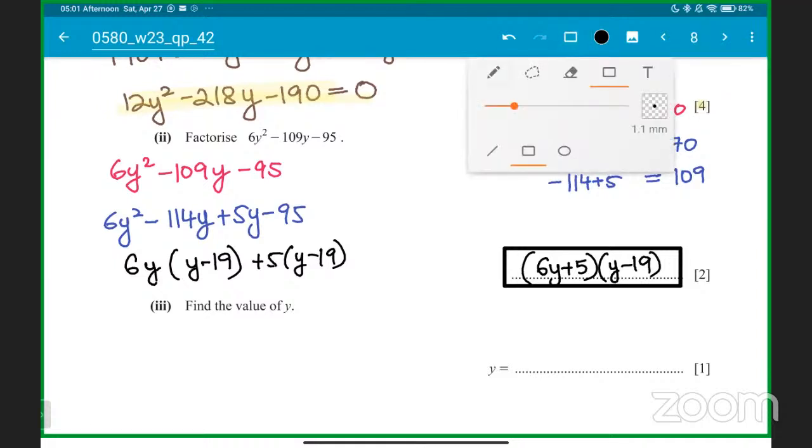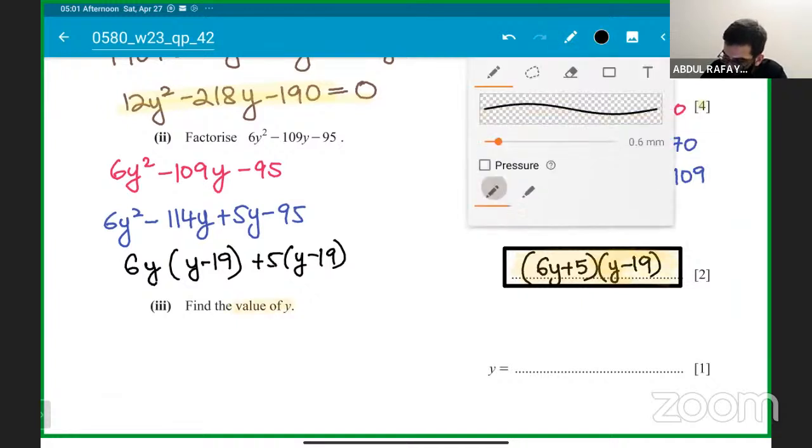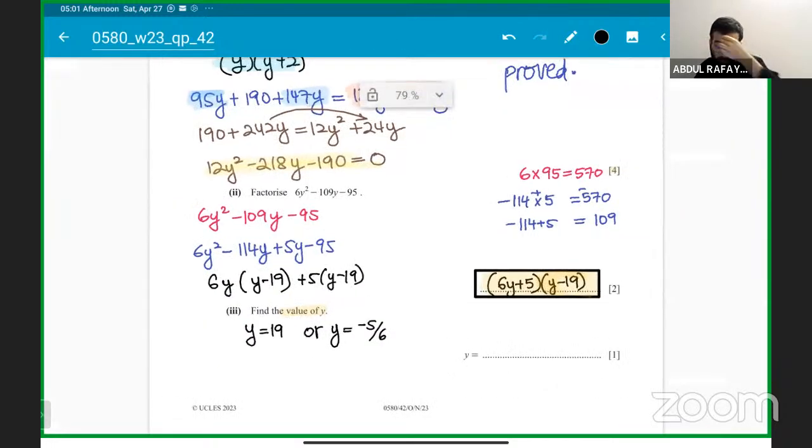Yes, sir. So it will be this one, and then they're asking to find the value of y. Everyone knows what the value of y will be. Will it be y equals 19, or y equals minus 5 over 6? That is basically, yes. So y equals, anyone? It will be 19, guys, okay, because y is a price. So price cannot be negative, right? Common sense, right, guys? Understanding?